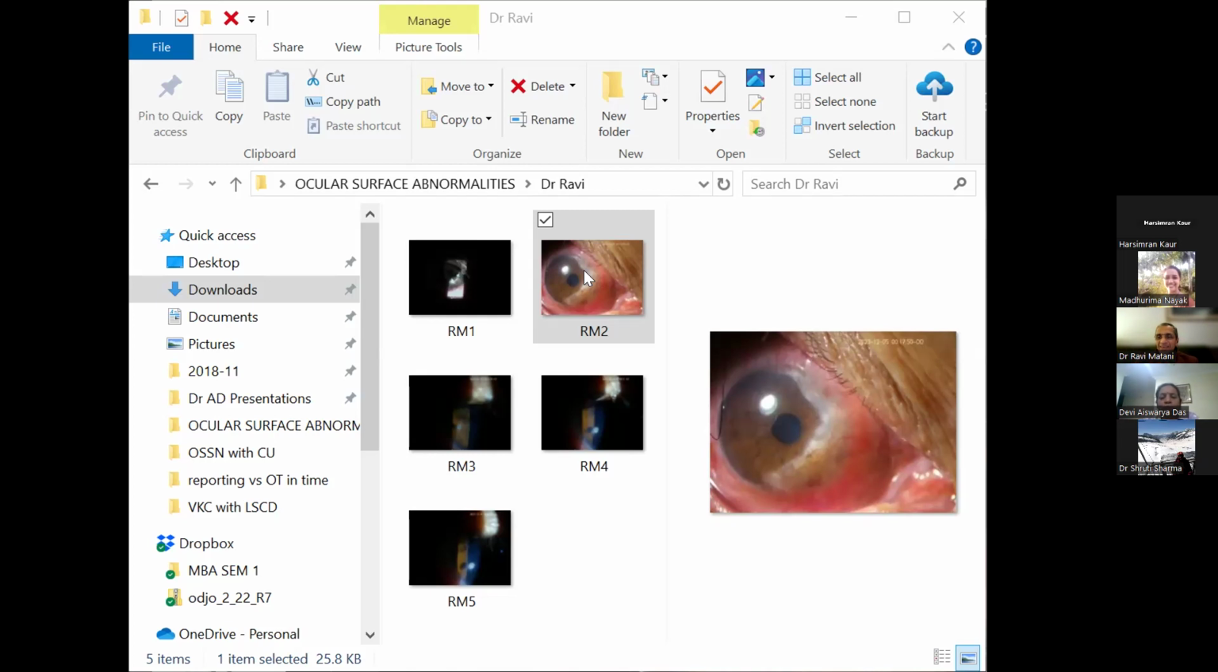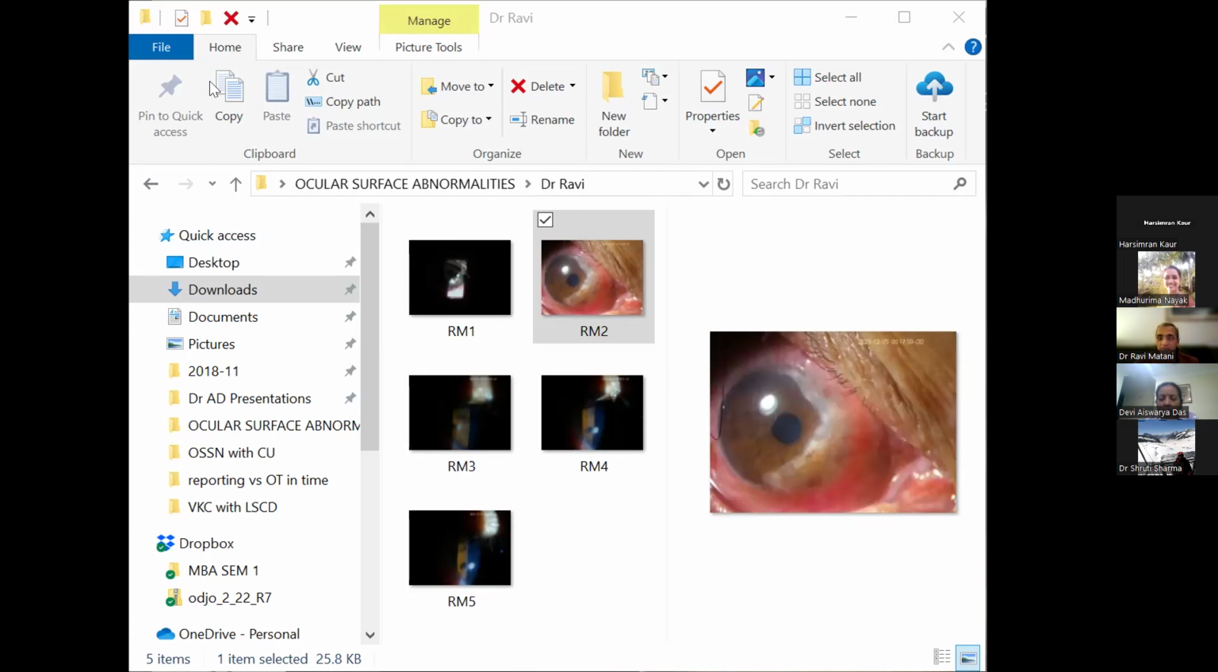At the outset, it doesn't look like OSSN to me. This initially, if you go back to this picture, see, this is a marginal lesion, right? This is the only area, I think. This is the marginal lesion, with the feeder blood vessels here. And you said it's not raised, it's more like an ulceration. No, it was raised, ma'am.